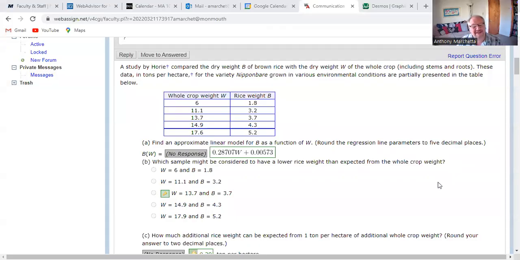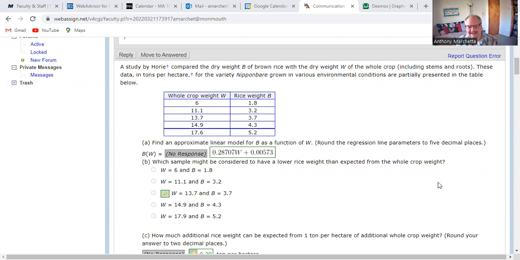We have another great example of using data and getting a line of best fit with Desmos. Here, this question came through. A study by Hori compared the dry weight B of brown rice with the dry weight W of the whole crop, including stems and roots. These data in tons per hectare for a variety grown in various environmental conditions are partially represented by the table. It's a mouthful. Here's some data.